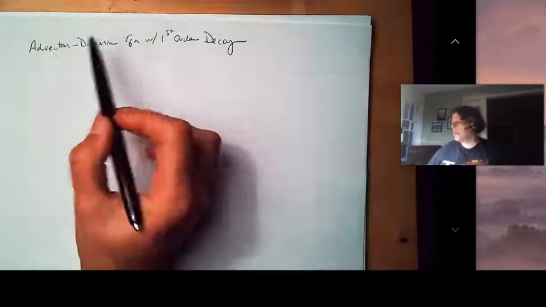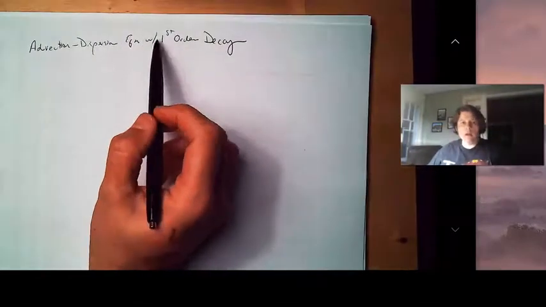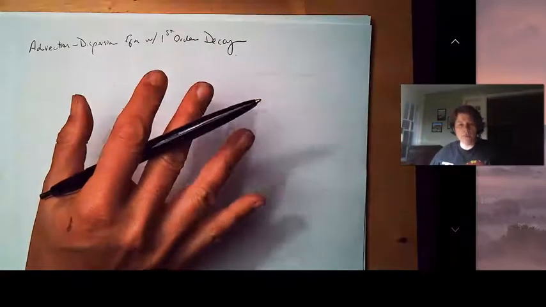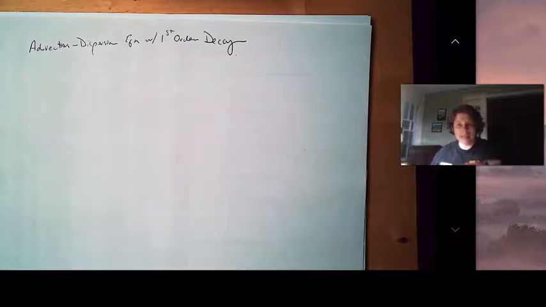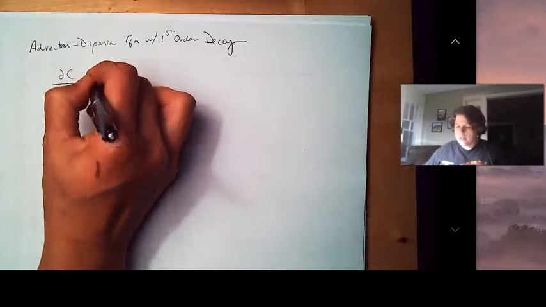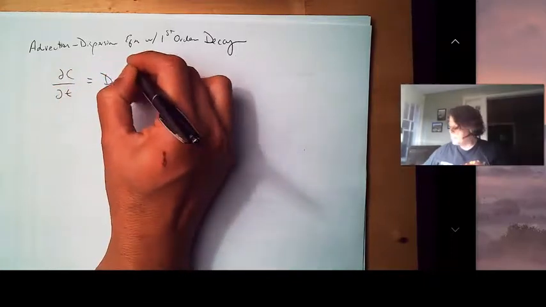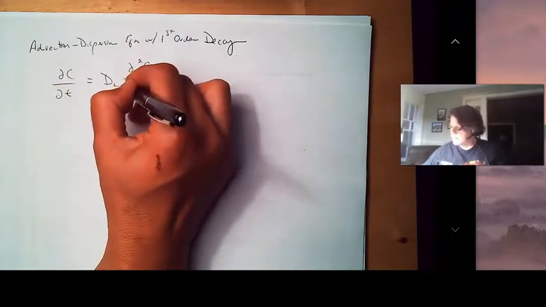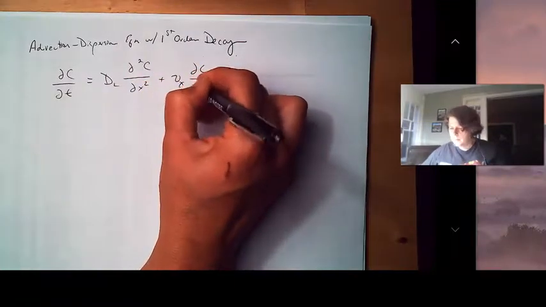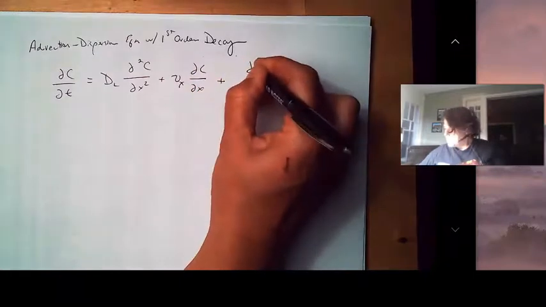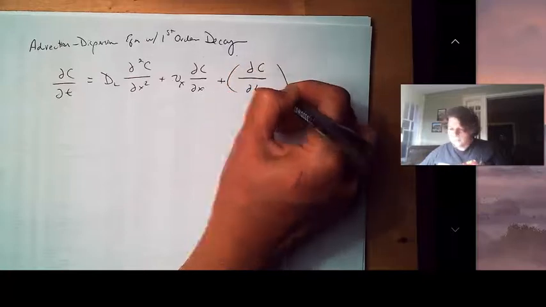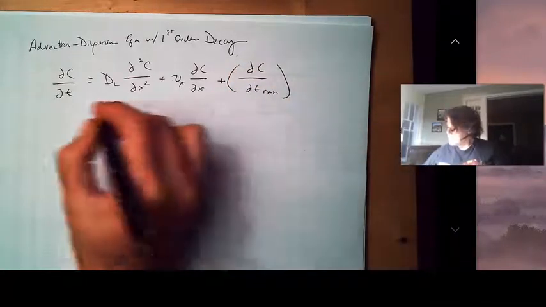So what we're going to be looking at is the advection dispersion equation with first order decay. So this is what we're talking about. These are first order type decay products, especially with half-lives in there. So we have the change in concentration with change in time equals our dispersion. You guys should recognize this, plus our velocity. We already talked about this. Plus our change in concentration with our change in time due to reaction.